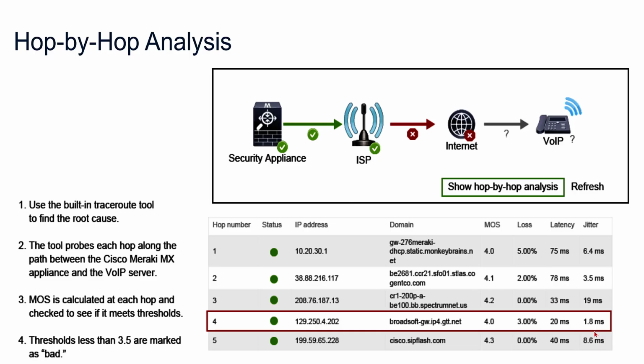Okay? This is huge for things like ISP troubleshooting, for SLA validation, for SD-WAN path selection, VoIP provider escalation. You're no longer just saying, hey, the calls are bad. You're literally saying, hey, at hop 4, which is you guys, the MOS dropped to 3.2, because of a 3% packet loss. Very, very useful.